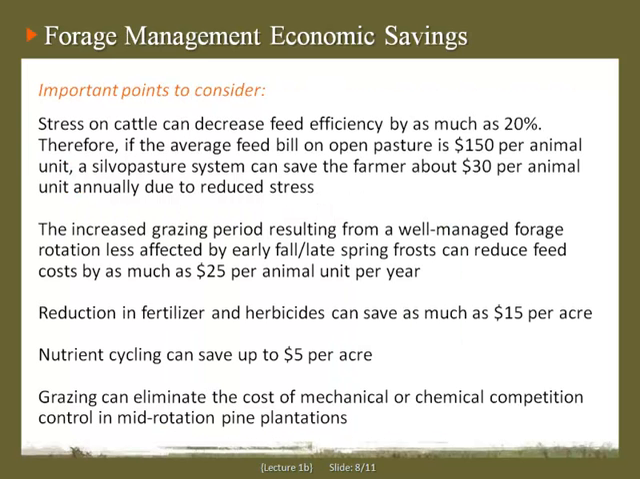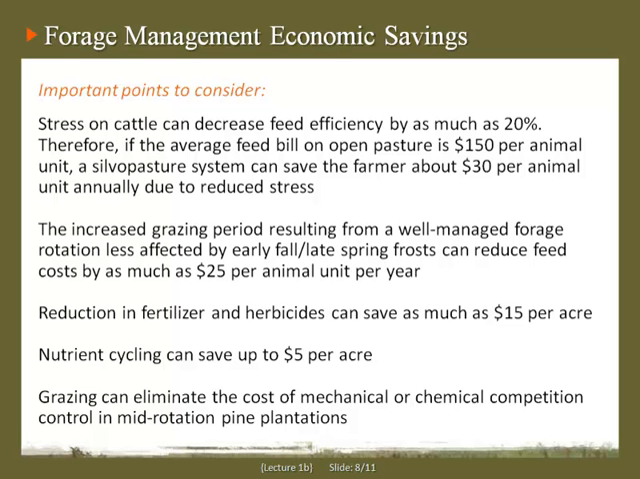There are some important points to consider regarding forage management economic savings. Stress on cattle can decrease efficiency by as much as 20%. Therefore, if the average feed bill on an open pasture is $150 per animal unit, a silvopasture system can save the grower, the farmer, around $30 per animal unit annually due to reduced stress. The increased grazing period resulting from a well-managed forage rotation, less affected by early fall or late spring frosts, can reduce feed costs by as much as $25 per animal unit per year.